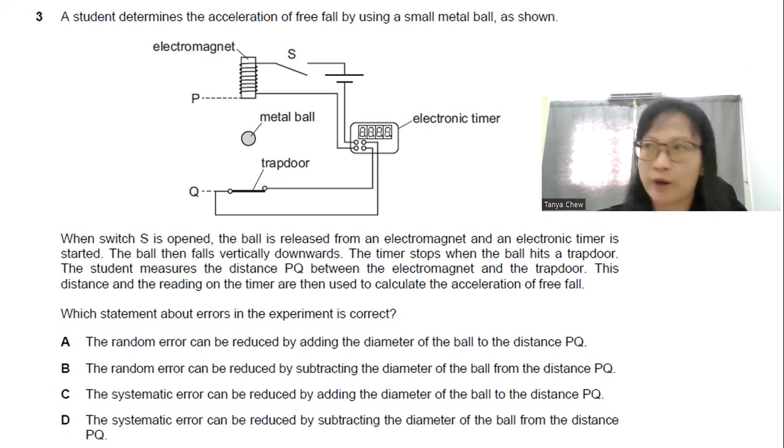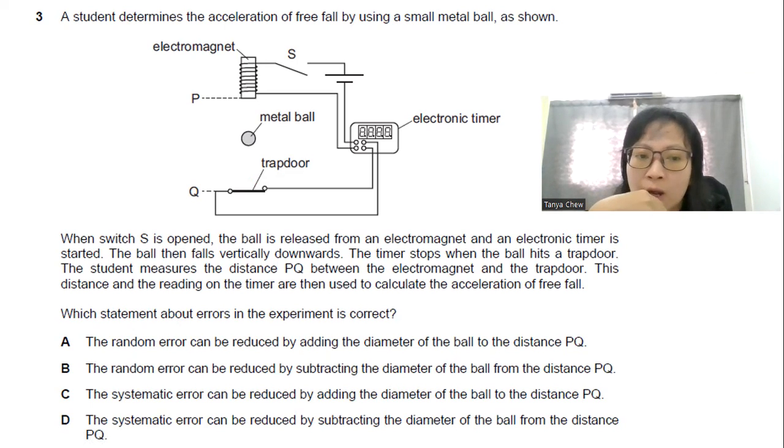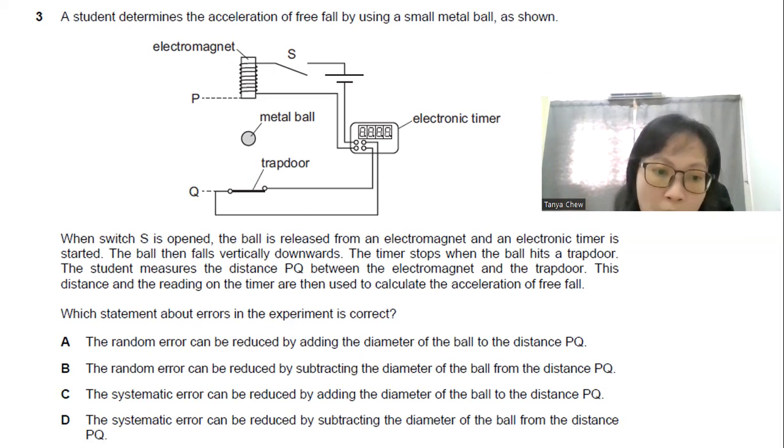Now, if you want to think of it easily, random error is an error from everywhere, randomly. You don't really know the root of the error because it comes randomly. And systematic error, most of the time, we could relate to the apparatus. So to make my life easier, I will look at the systematic error first. So I'll look at D first. D: the systematic error can be reduced by subtracting the diameter of the ball from the distance PQ. Wow, this sounds correct because the student just measures the distance PQ between the electromagnet and the trapdoor and ignores the diameter of the metal ball.